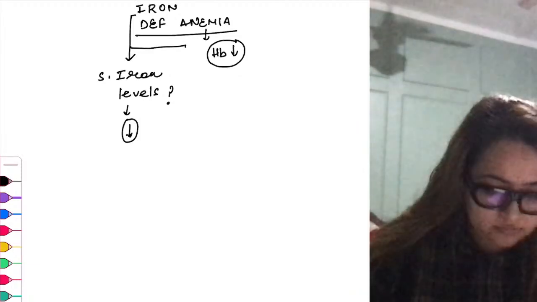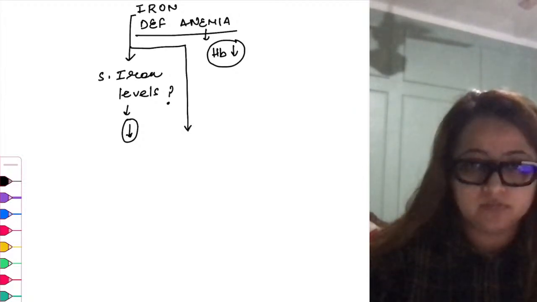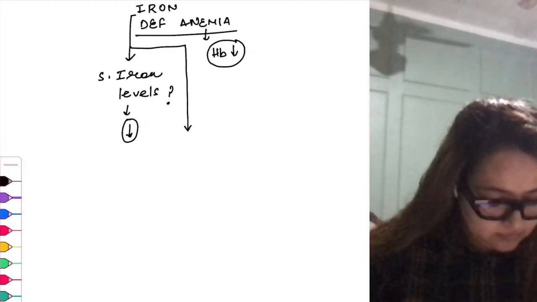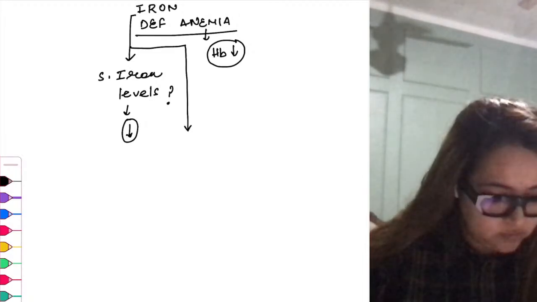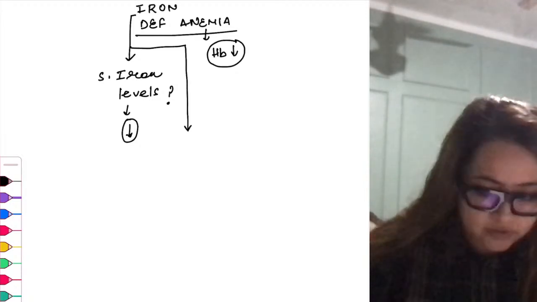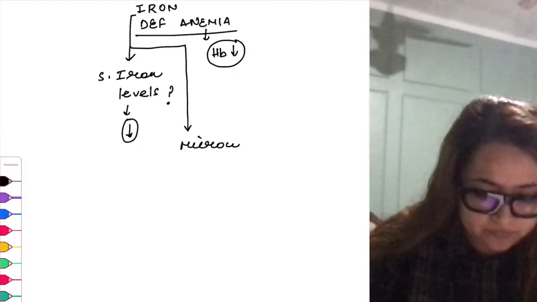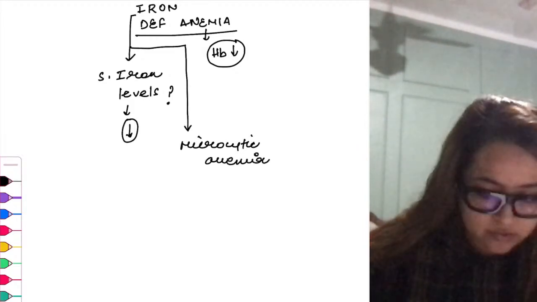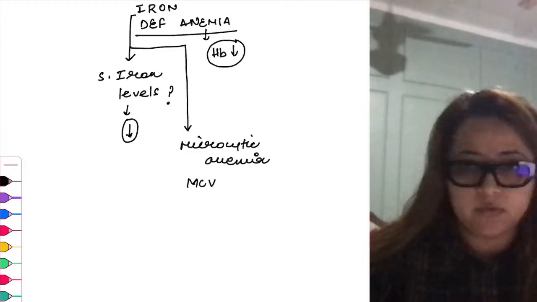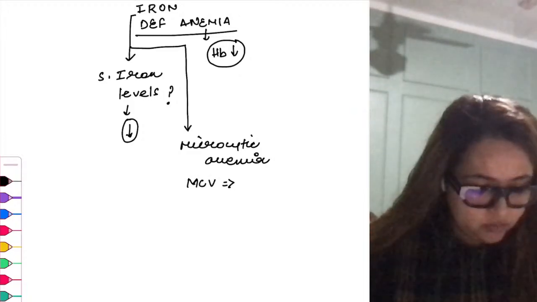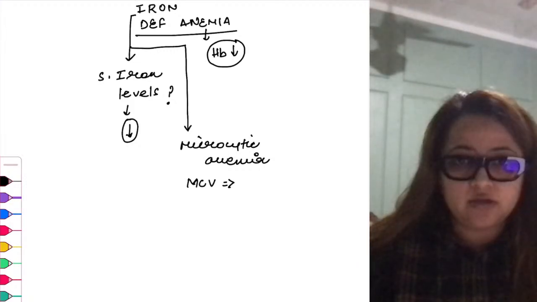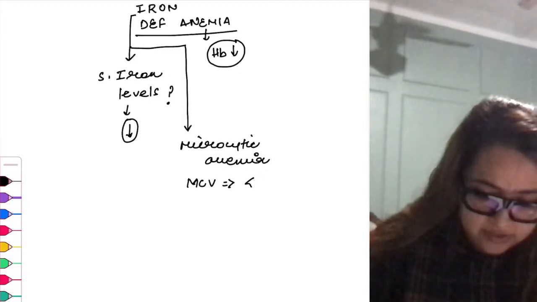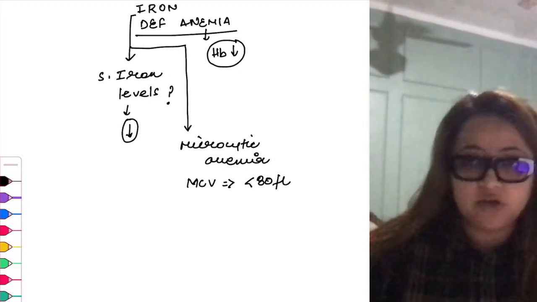Third point, when you talk about iron deficiency anemia, what type of anemia is it? Microcytic, macrocytic, or normocytic? The answer to this question is microcytic. Microcytic anemia. So if it is microcytic anemia, what will happen to MCV? Would it increase, decrease, or remain normal? Your answer to this question is that it is going to be less than 80. It is going to be reduced.